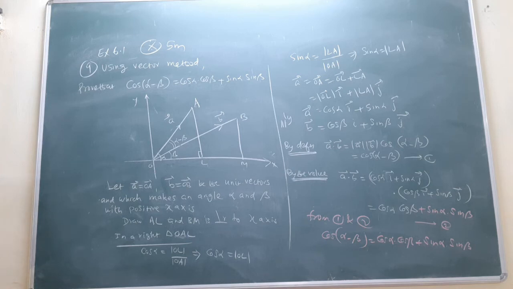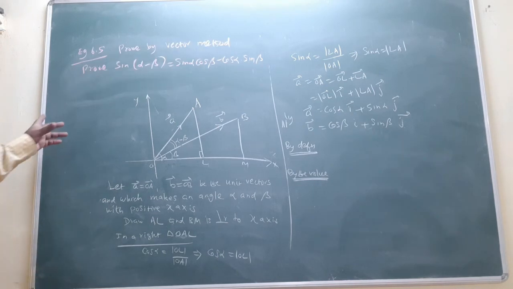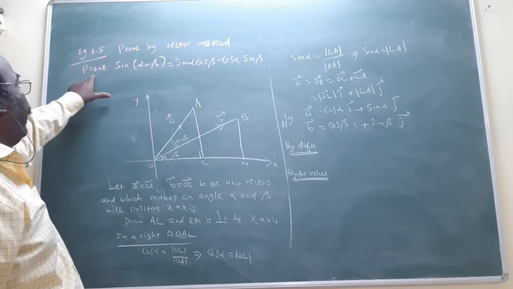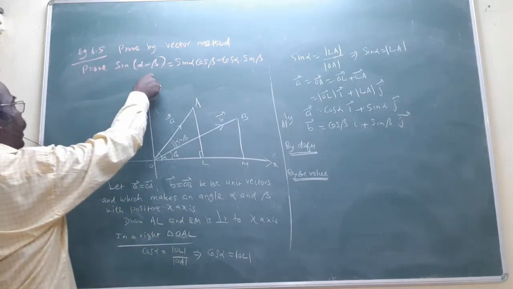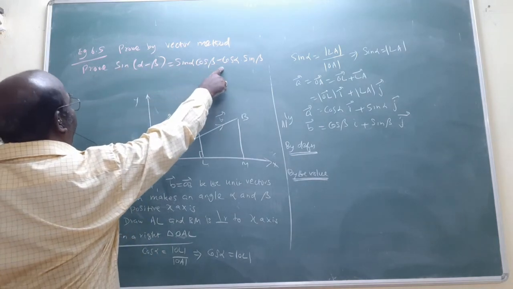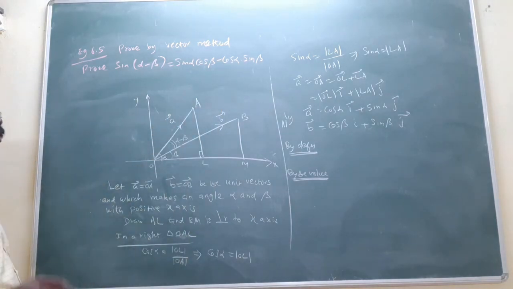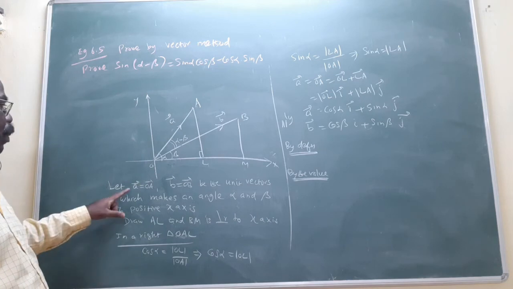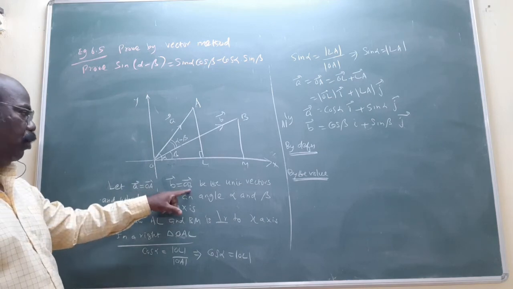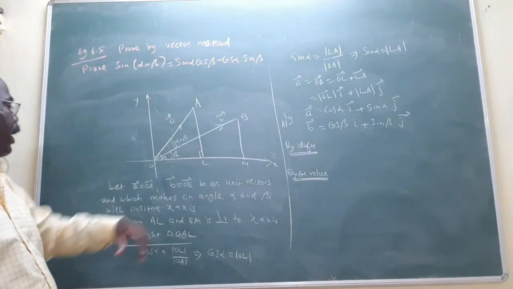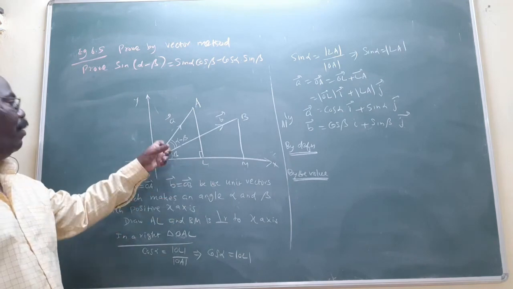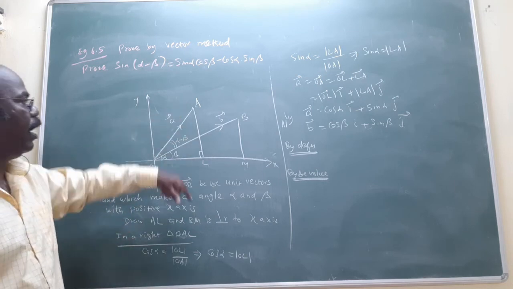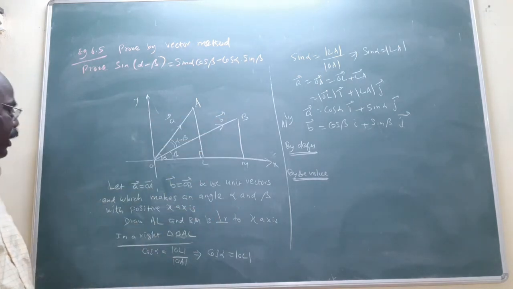First question over. The same type of problem. Say example 6.5, prove by vector method: sin(alpha minus beta) equals sin alpha cos beta minus cos alpha sin beta. What I told you? The same diagram, minus involving the same diagram. Let small a equal to vector OA, small b equal to vector OB be the unit vectors which make angles alpha and beta with the positive x-axis. Draw AL and BM perpendicular to the x-axis.